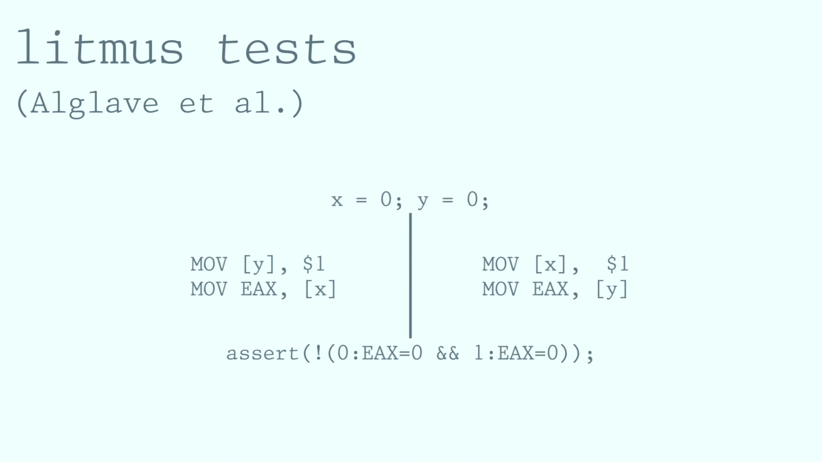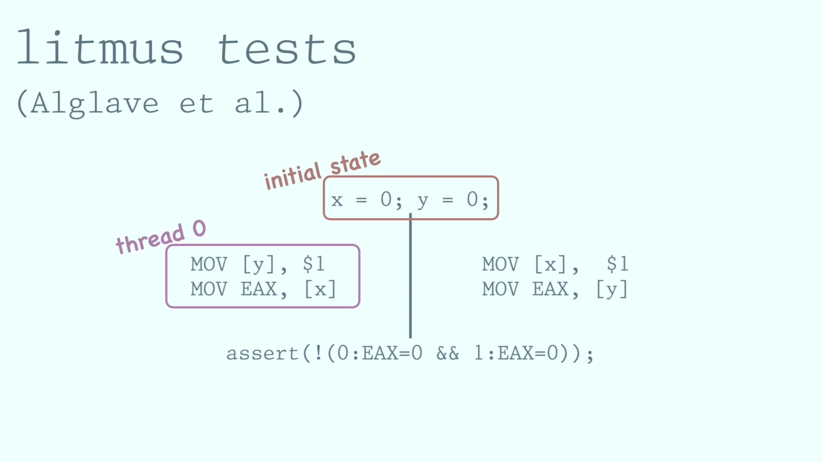And they look like this. First, you have an initial state in terms of some sort of shared memory variables. Here, x and y are both 0. Then you have 2 threads of execution, or maybe more. And these are, in this case, x86 ones, where the first thread is writing 1 to y and reading x into a register. And the other thread is doing the mirror image. It's writing 1 to x and reading y into its register.